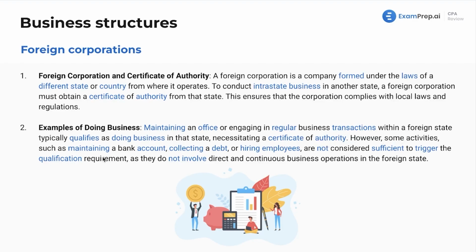However, some activities, such as maintaining a bank account, collecting a debt, or hiring employees, are not considered sufficient to trigger the qualification requirement, as they do not involve direct and continuous business operations in the foreign state.